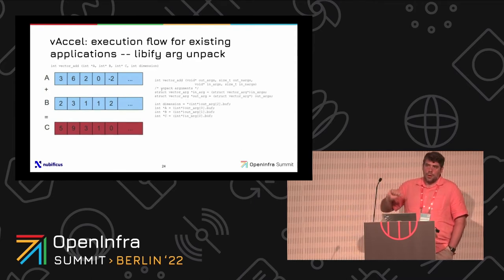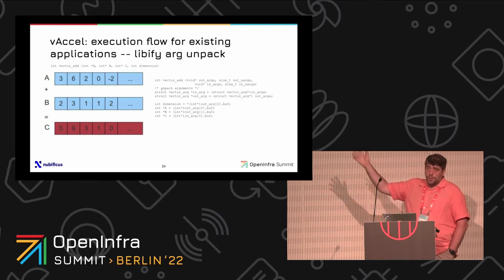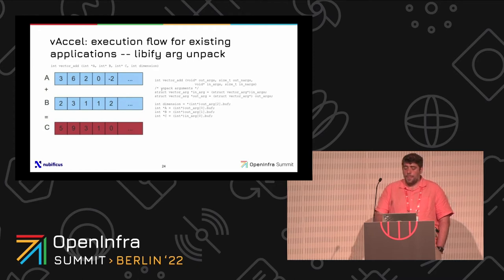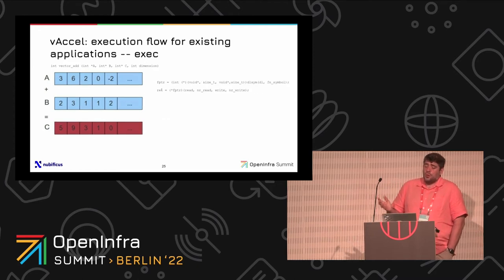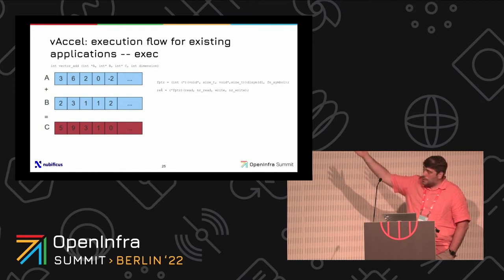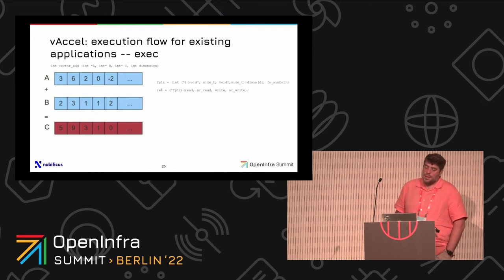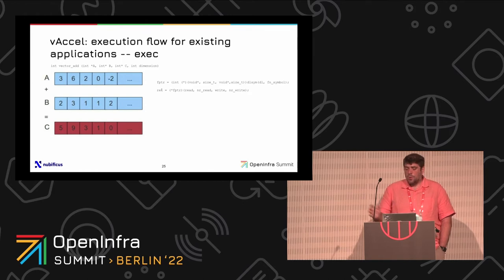On the other part, on the shared object that has the actual hardware implementation, we have to unpack these arguments. So the original vector add that has four arguments, two inputs, one output, and the dimension of the arrays, now becomes compatible with the prototype of the unpacking, and we dereference these arguments from the packed process that we mentioned. So what is left is to actually call this function, which is done through the exec plugin. And the process is this simple. We just dereference the symbol and call the function pointer with the relevant arguments.